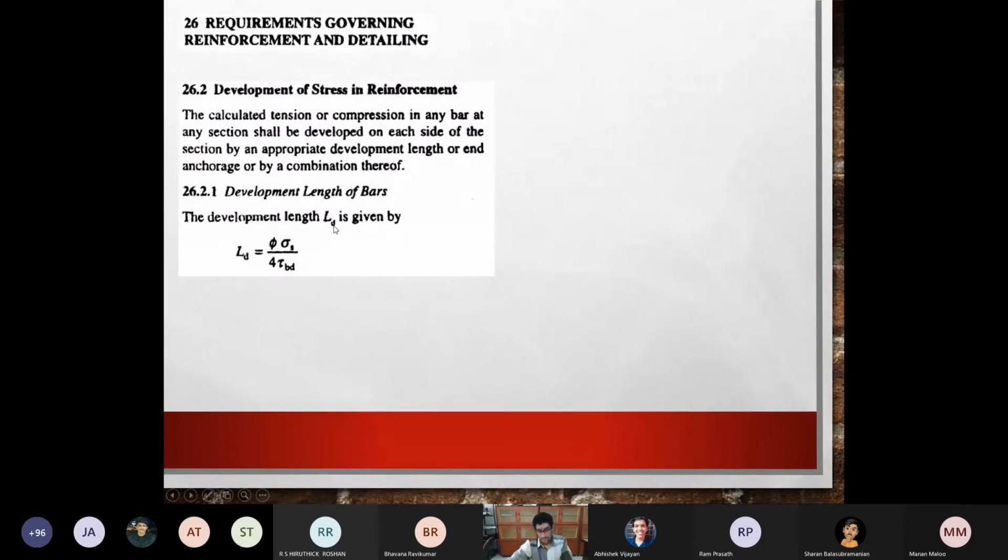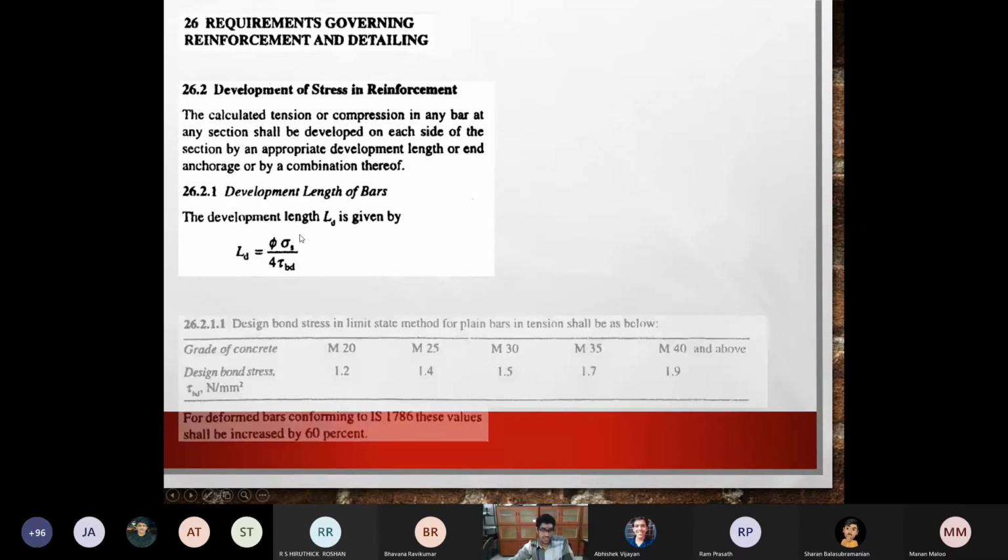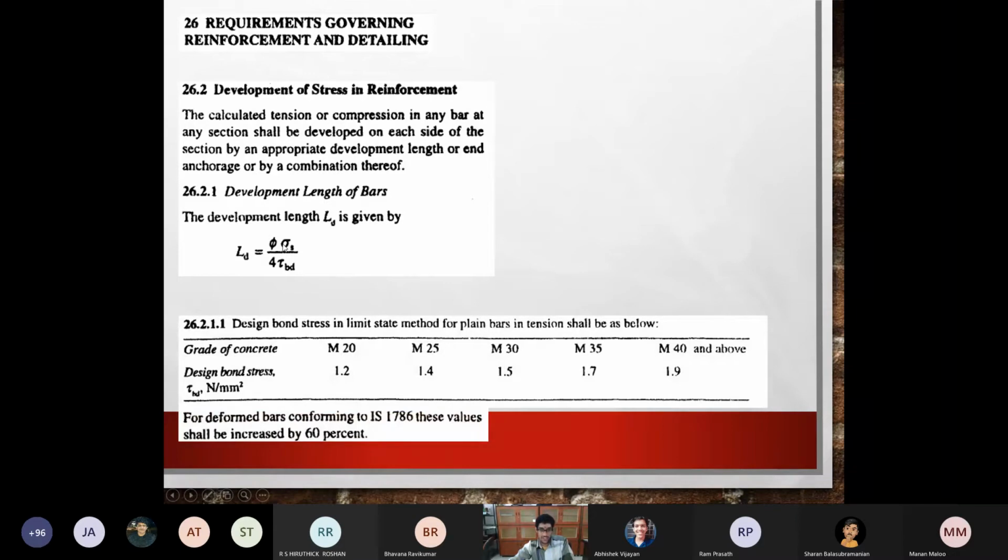So you know now what is development length, and generally how to find it. You can find it by this formula: phi sigma s by 4 into tau BD, where phi is the diameter of the bar, sigma s is the stress in the bar, and tau BD is bond stress. Because we have concrete and steel, there is some bonding between them, and bond stress means if you exceed that stress, the bond between concrete and reinforcement will go.